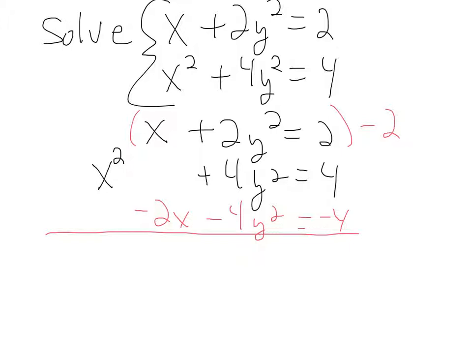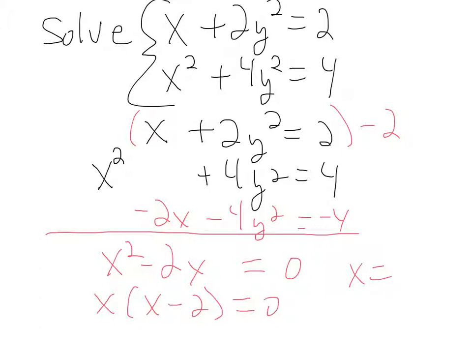I'm going to get x squared minus 2x. The y squareds disappear, and the 4 minus 4 also disappears. That's nothing special, that's just for this equation. But dropping out the y's is important. So I see a greatest common factor of x. That tells me when x equals 0, it's a solution, and when x equals 2, that's a solution.